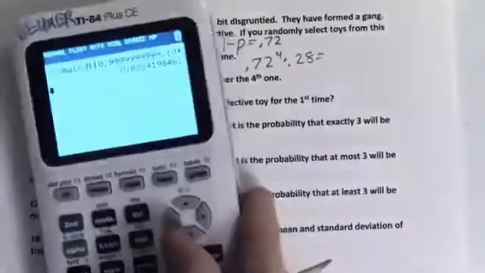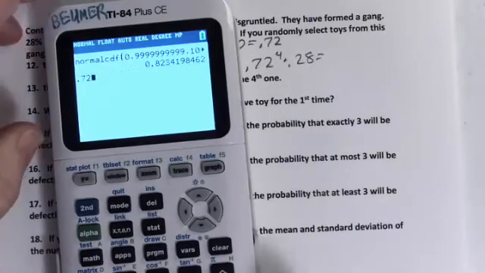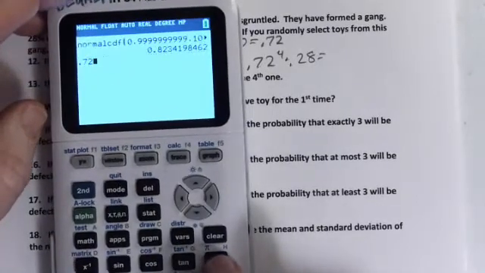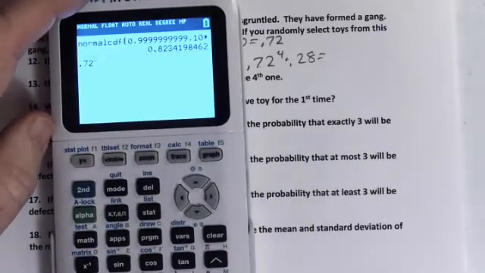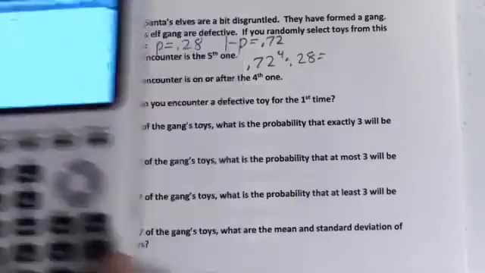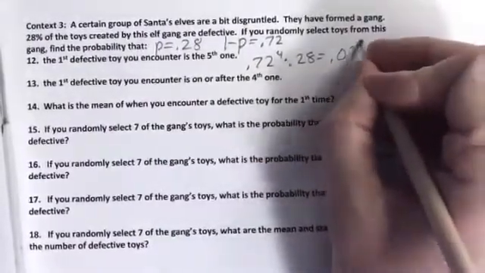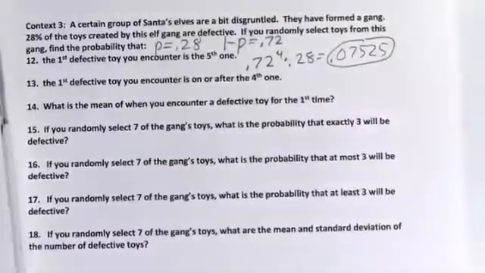And so the way you do that is we will enter in 0.72 and then the up arrow button right there, that's going to raise it to the fourth power, hit enter, and then go times 0.28. And so that gives us 0.07525. That's how you do that.